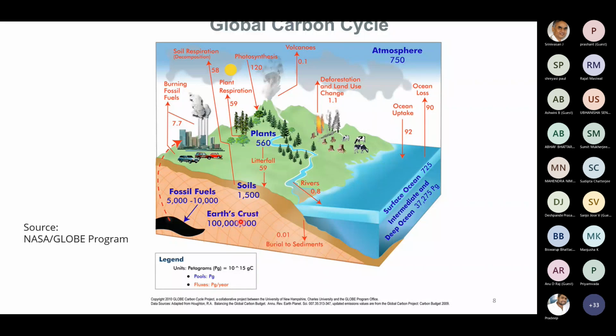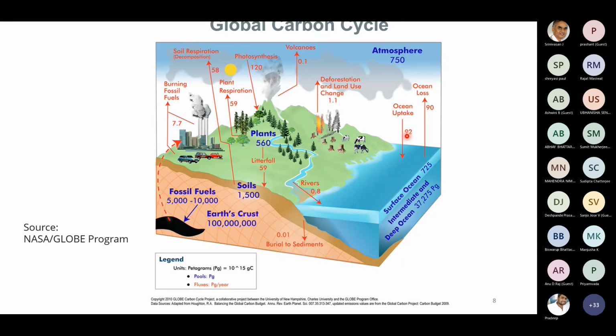So I want you to note one thing. The ocean-atmosphere flux, the outgoing and incoming ocean fluxes, are both large, right? Ocean loss is 90 petagrams, ocean uptake is 92. But the difference is small. A bit more is taken up by the oceans. A little more is in ocean uptake than is in ocean loss. The difference is 2 petagrams of carbon. This is due to the imbalance created by fossil fuel emissions.